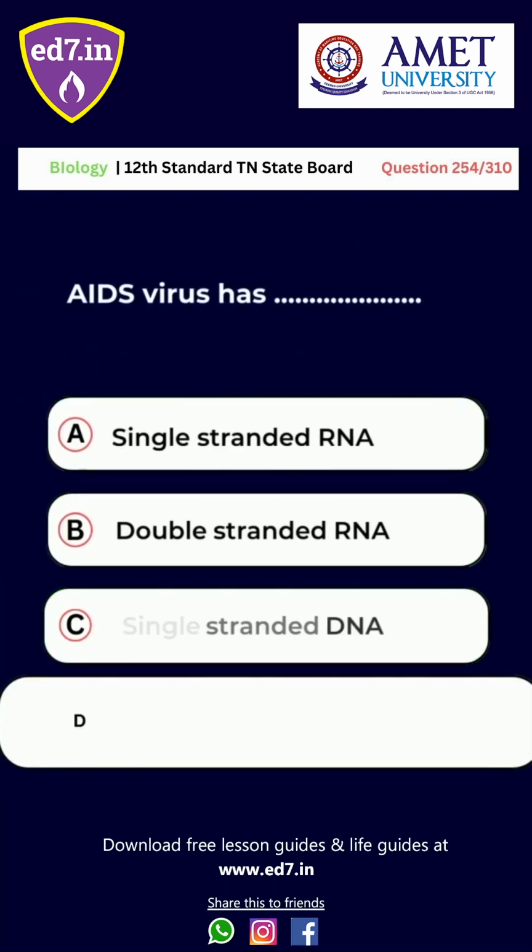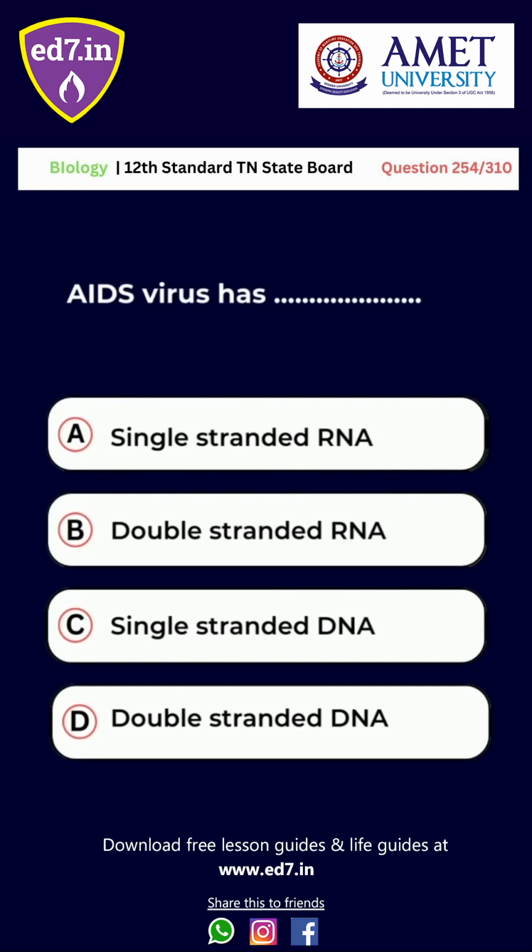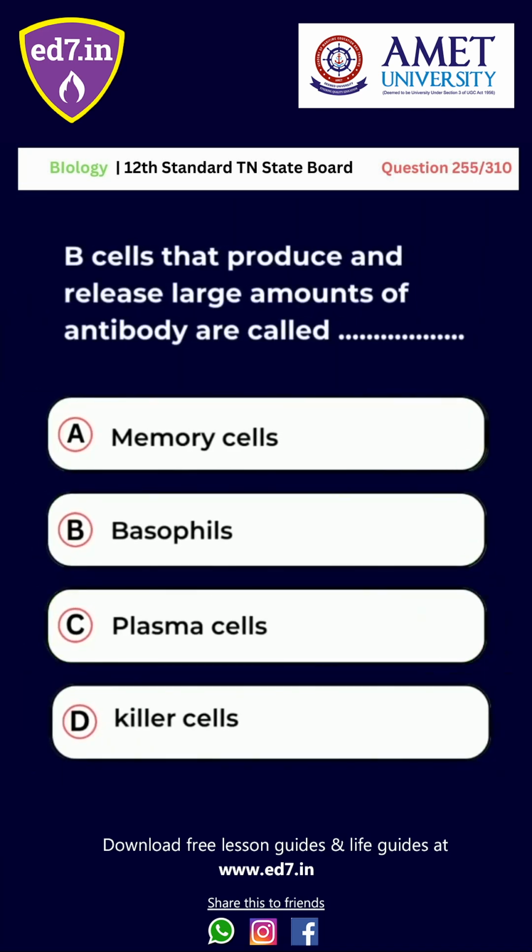Metastasis. Question number 254. AIDS virus has option A. Single-stranded RNA. B. Double-stranded RNA. C. Single-stranded DNA. D. Double-stranded DNA. The right answer for this question is option A. Single-stranded RNA.